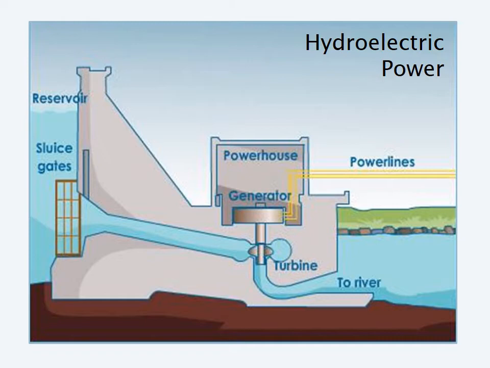Next is hydroelectric power. A dam is built across a river to block water. As it blocks the water, it starts to build up behind the dam. The higher the water gets, the more pressure will build up.